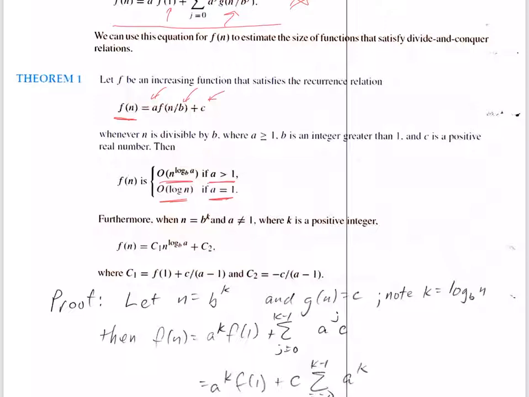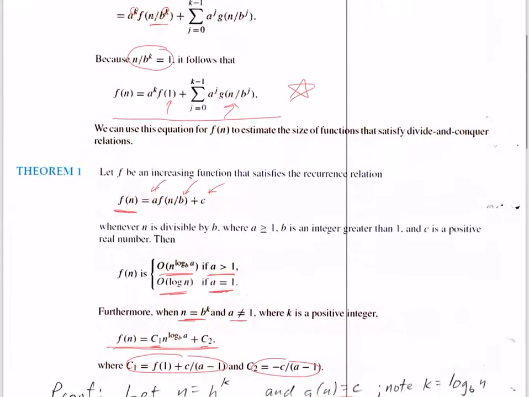And when a is greater than 1 and n is equal to b to the k, we have a specific expression for f(n) that is going to be a polynomial in n to the log base b of a, where I have some constants that I can calculate, and they're given right here. And I'll prove these, so let's start. Again, we're going to simplify, let n equal a power of b. And remember that g(n) is just a constant. And if n is a power of b, just note that k is equal to log base b of n.